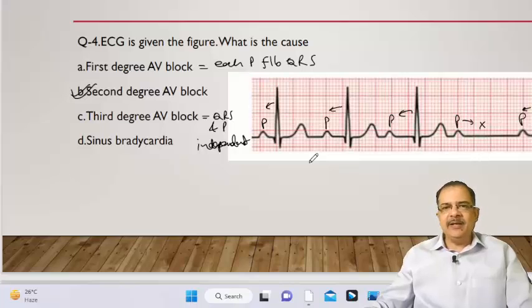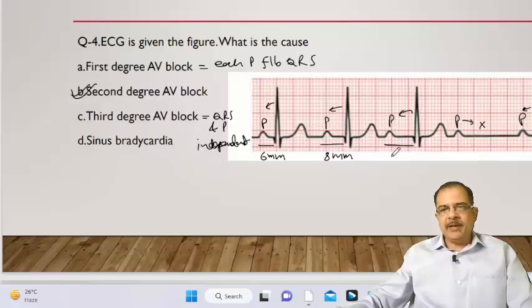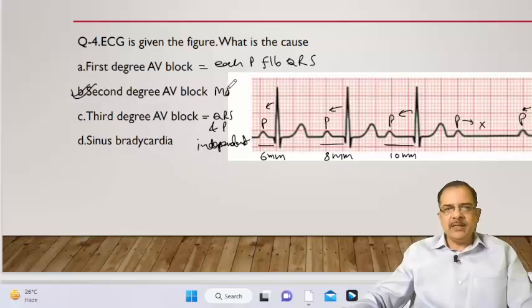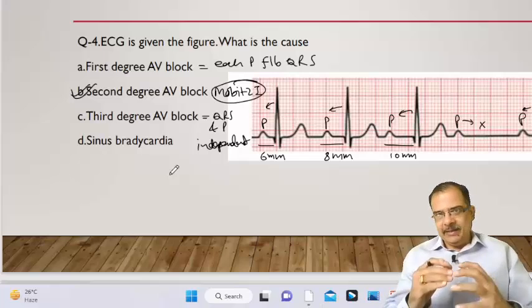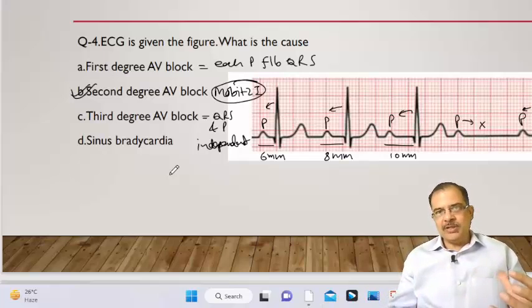So this is a second degree AV block, and to be more precise, Mobitz type 1 or 2. The PR interval is gradually increasing here. The PR interval here is say 6 mm, here the PR interval is approximately 8 mm, and here the PR interval is almost 10 mm. So progressively increasing PR interval till one atrial impulse fails to conduct to the ventricle. So this is a Mobitz type 1 block. Mobitz type 1 block.